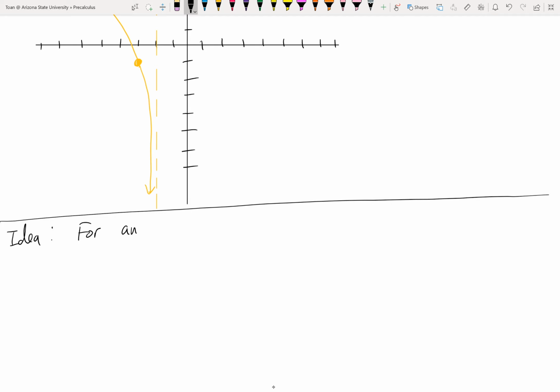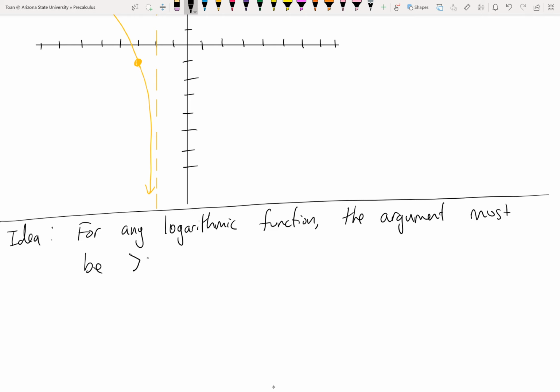For any logarithmic function, the argument, again, the word argument simply means the stuff inside of a log, must be greater than 0.